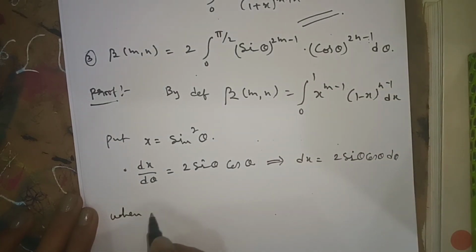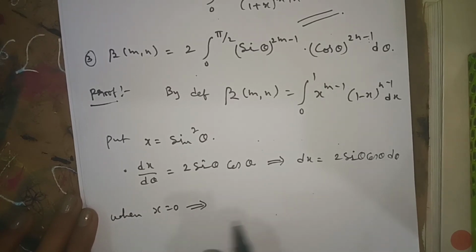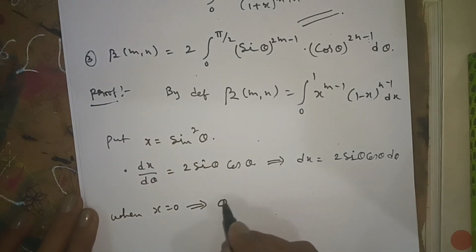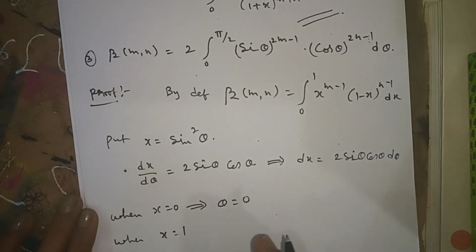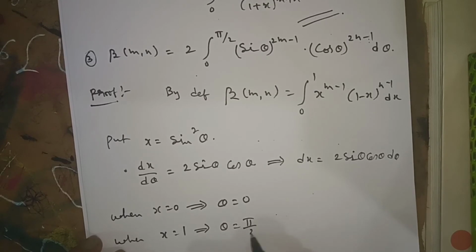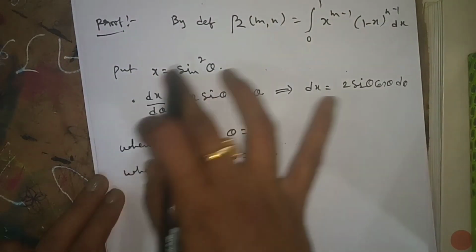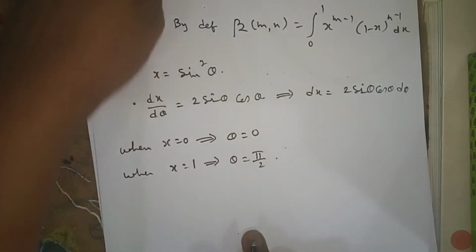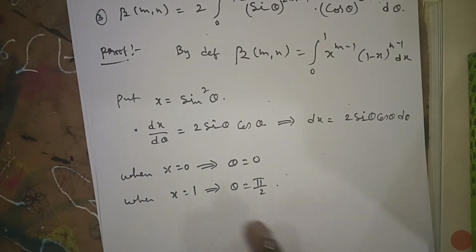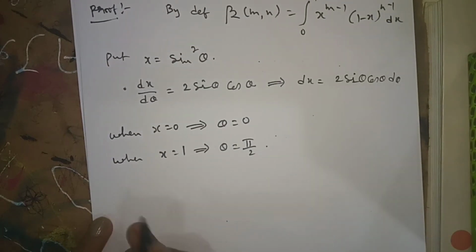When the lower limit x is equal to 0, if you substitute x is equal to 0, sin square theta is equal to 0, so theta is equal to 0. When x is equal to 1, if you substitute x is equal to 1, 1 is equal to sin square theta, so sin theta is 1, which implies theta is equal to 90 degrees, pi by 2. Now we will substitute all these values in this formula, converting the integral in terms of theta.